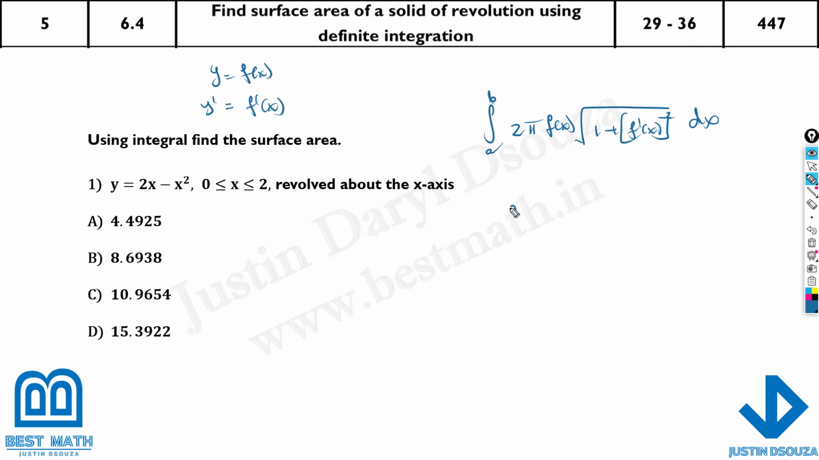So in this problem, the limits are 0 to 2. It'll be 2 pi, the given function, 2x minus x squared. And then square root of 1 minus, what's the derivative of this? It'll be 2 minus 2x the whole squared dx. You just have to put that in the calculator, and there you go. That will be the surface area.